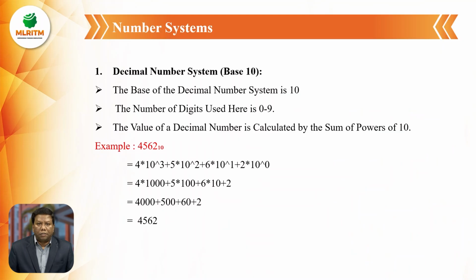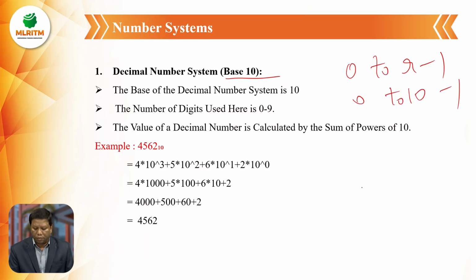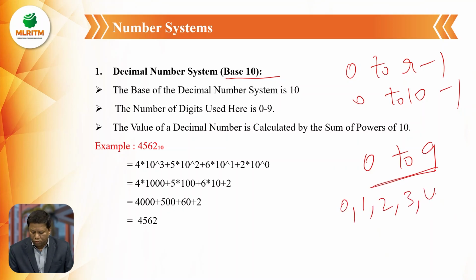First one, decimal number system. The base value is 10. The expression is 0 to r minus 1, where r is the base or radix, so 0 to 10 minus 1, that is 0 to 9, which displays up to 9 digits: 0, 1, 2, 3, 4, 5, 6, 7, 8, 9.